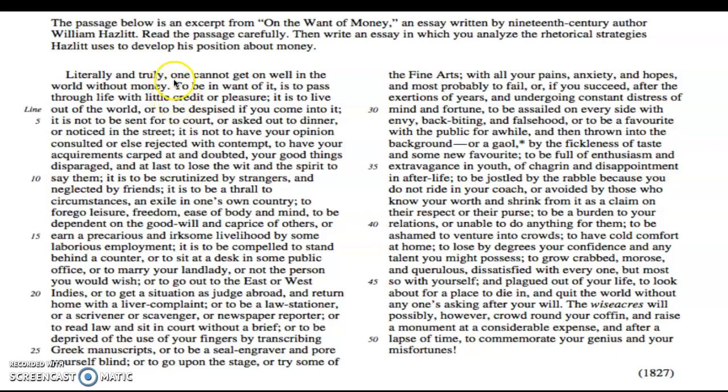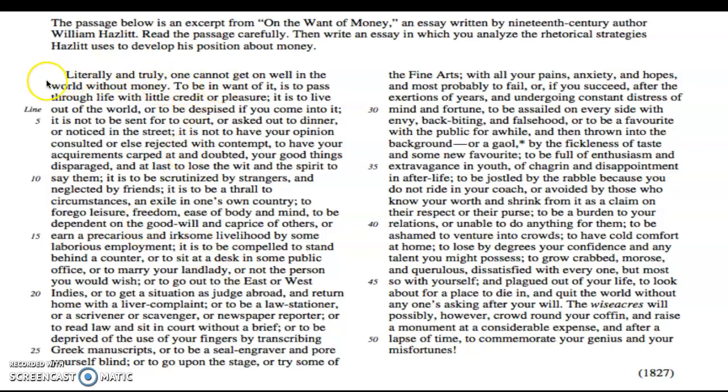Once the first sentence is done, the rest of it, they're all independent clauses joined by semicolons. So I might really want to make sure I understand this first sentence clearly before I go and try to unpack the rest. So it says, literally and truly, one cannot get on well in the world without money. Yes, that's actually something I understand. There's nothing in that sentence that I don't understand.